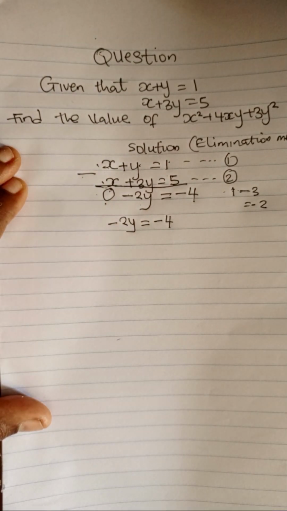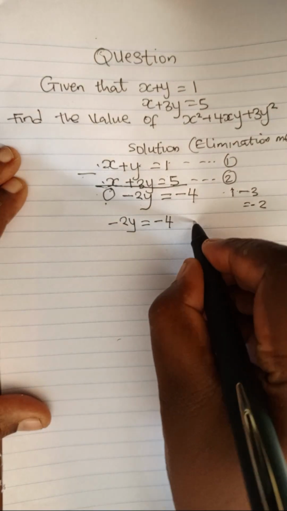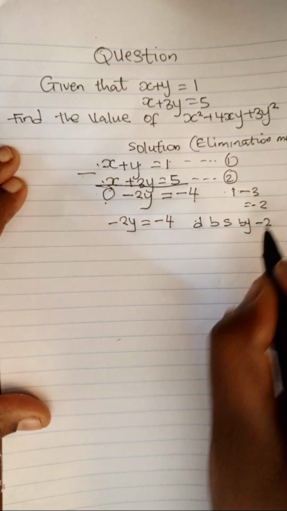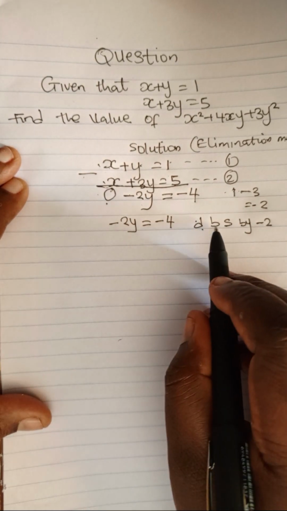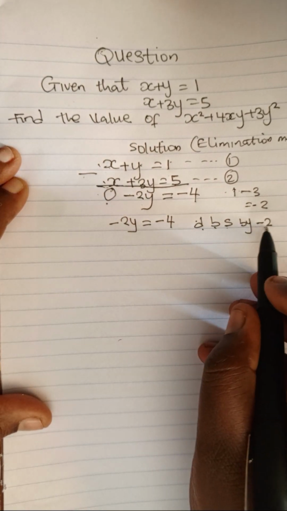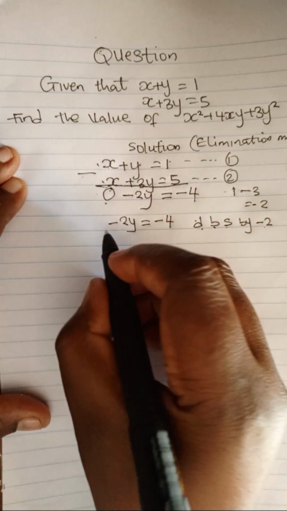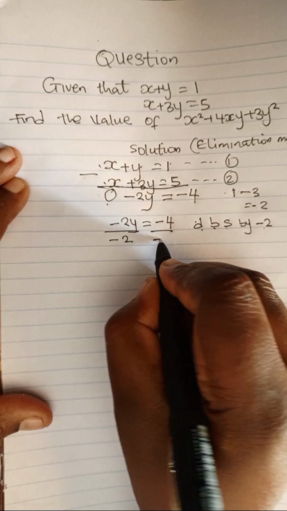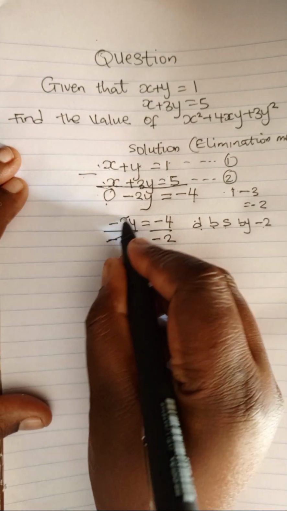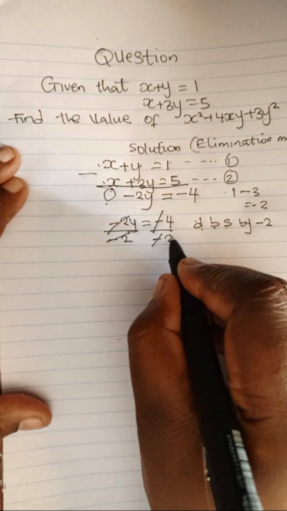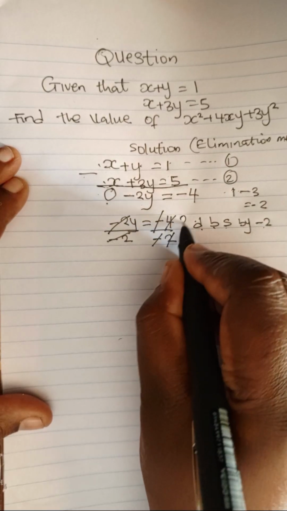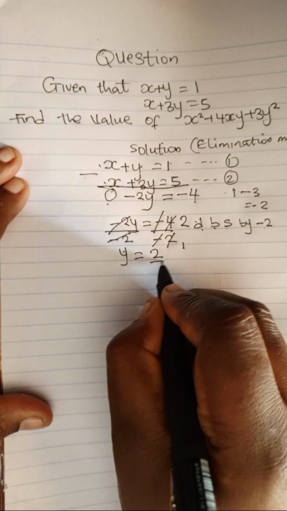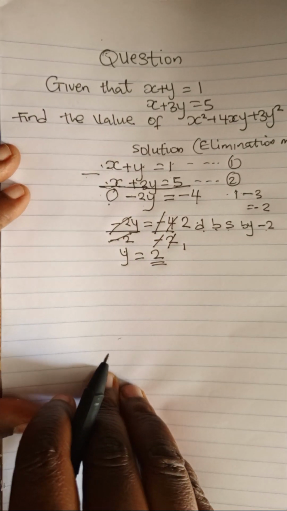But we are looking for y, not minus 2y. So we divide both sides by minus 2. Here, over minus 2, and here, over minus 2. Now minus will cancel minus, 2 here we have 1, and 2 here we have 2. So meaning our value for y is equal to 2. Now we've gotten the value for y.